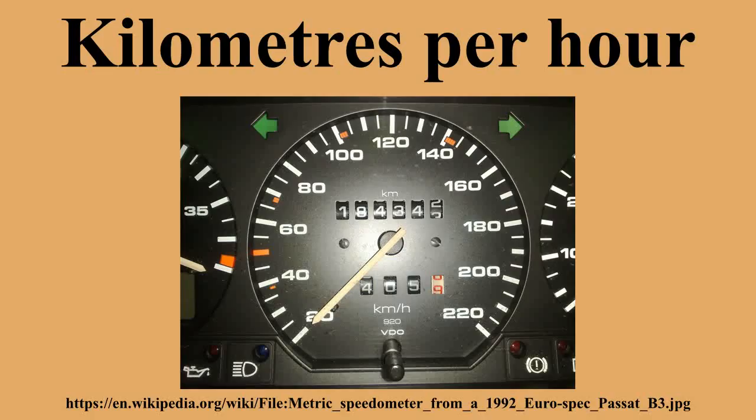Conversions. 3.6 kilometers per hour equals 1 meter per second, the SI unit of speed. 1 kilometer per hour approximately equals 0.27778 meters per second. 1 kilometer per hour approximately equals 0.62137 miles per hour, which approximately equals 0.91134 feet per second. 1 knot equals 1.852 kilometers per hour. 1 mile per hour equals 1.609344 kilometers per hour.